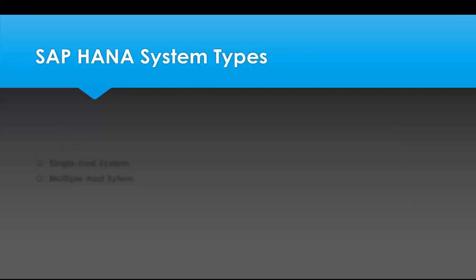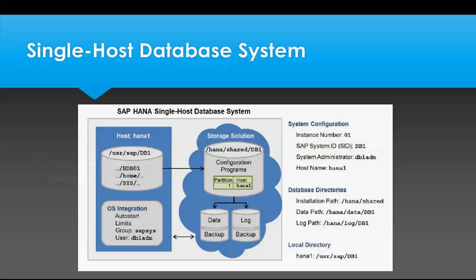Next, then we have different HANA system types. First is single host system, and second is multiple host system. So a SAP HANA system can be configured in any of these two ways. In case of single host system, one SAP HANA instance on one host. So it's just that a single host system is the simplest system installation type, and it's possible to run an SAP HANA system entirely on one host, and then you can scale up the system as you need that.